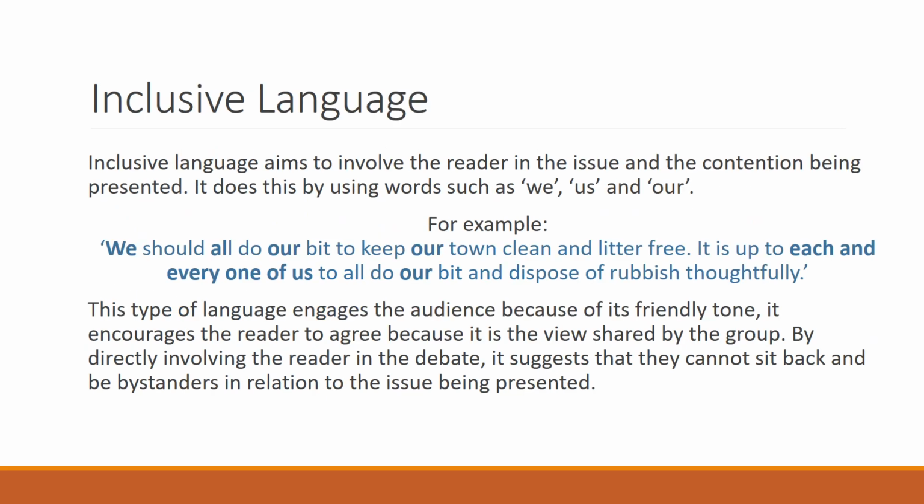So inclusive language is the use of words such as we, us, or our. When an author uses inclusive language, they're really trying to inspire their audience to get involved and share the view of a wider community or group. So Dan Andrews, the Victorian Premier, has probably used quite a lot of inclusive language over the past few weeks to try and inspire Victorians to come together and to behave in a particular way, and also to suggest that if you're not doing what I've asked you to do, you are the minority.